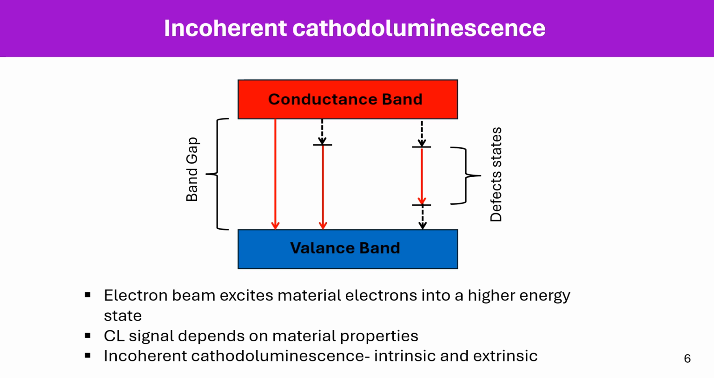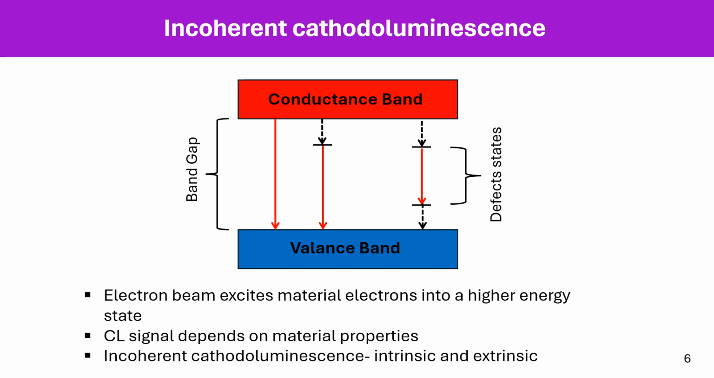And the difference in the energy that we are talking about here can be emitted as a photon, and that's what we image in CL. So the CL signal depends upon the material properties. A material has an atomic structure as well as a crystal orientation, so the CL is basically a signature of the band structure in the material.